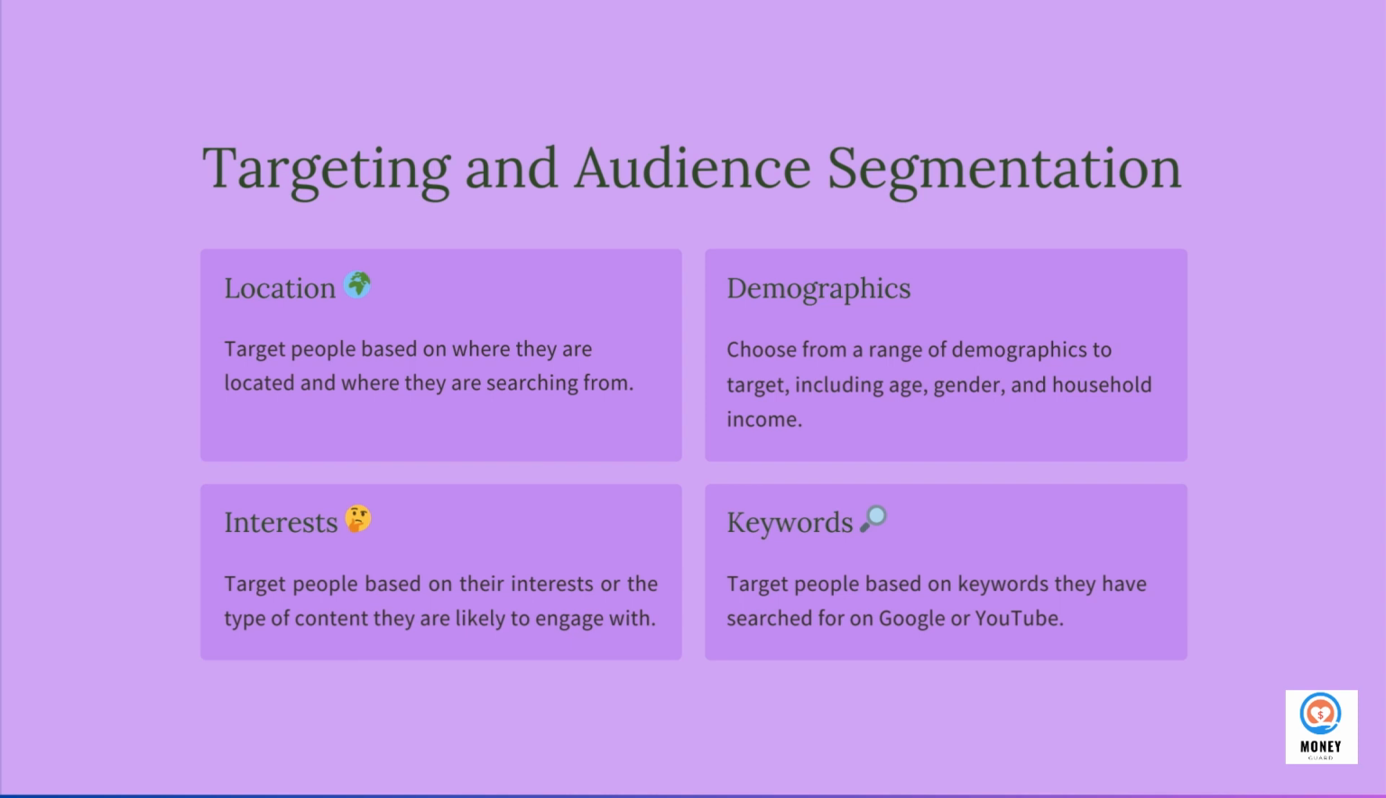Interests. Target people based on their interests or the type of content they are likely to engage with. Keywords. Target people based on keywords they have searched for on Google or YouTube.